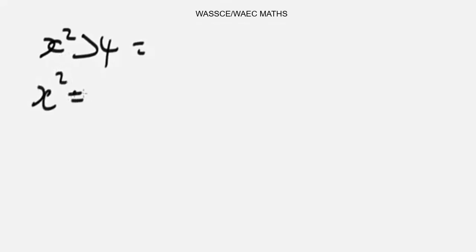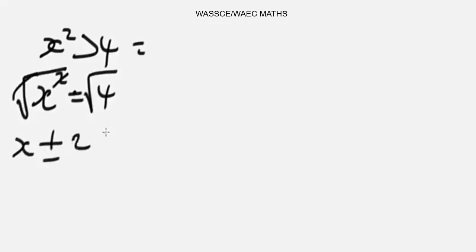When you have something like x squared is greater than 4, this is the same thing as, when you simplify it, x squared equals 4. To make x the subject of the formula, we square both sides. This is what it means, alright? So you square both sides, so our x is plus or minus 2.